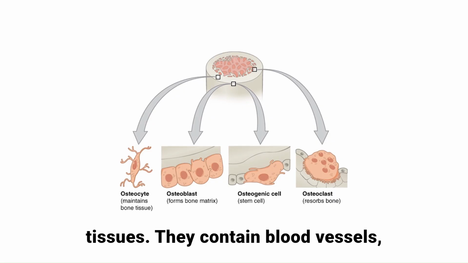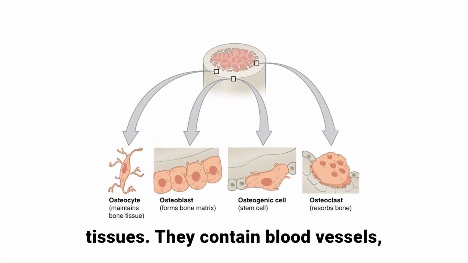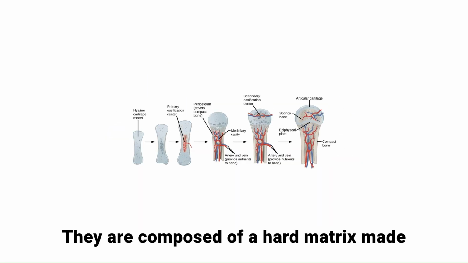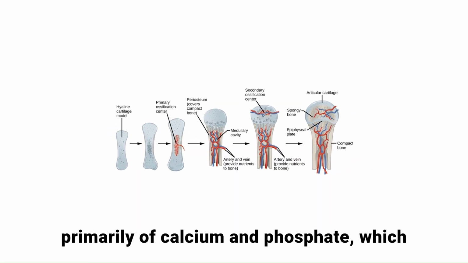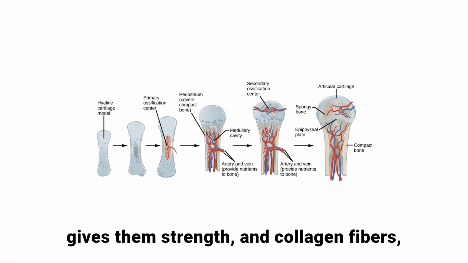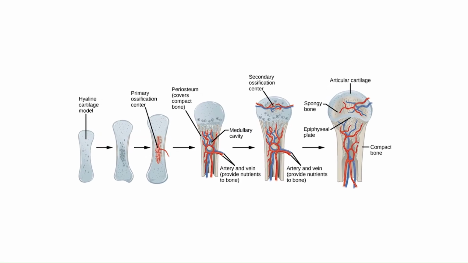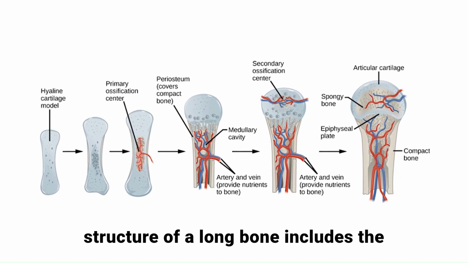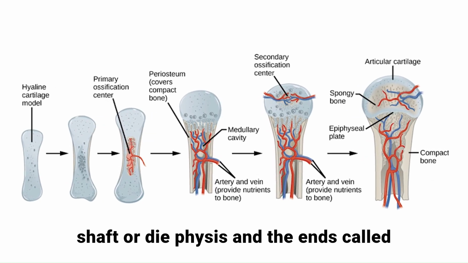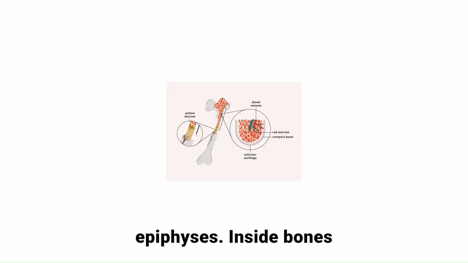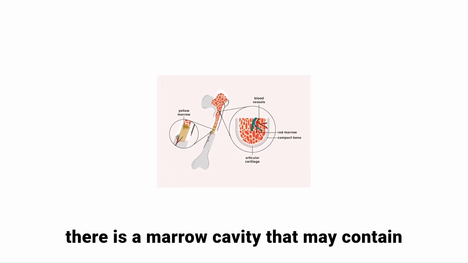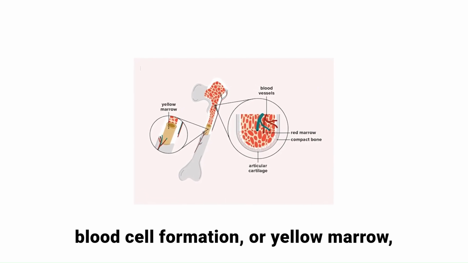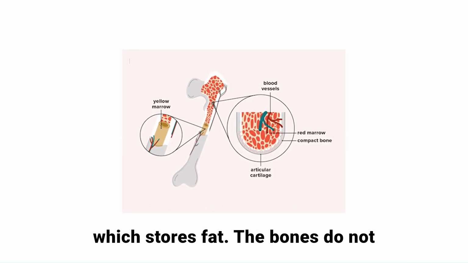Bones are living tissues. They contain blood vessels, nerves, and bone-forming cells. They are composed of a hard matrix made primarily of calcium and phosphate, which gives them strength, and collagen fibers, which provide flexibility. The structure of a long bone includes the shaft or diaphysis and the ends called epiphyses. Inside bones, there is a marrow cavity that may contain red bone marrow, which is responsible for blood cell formation, or yellow marrow, which stores fat.